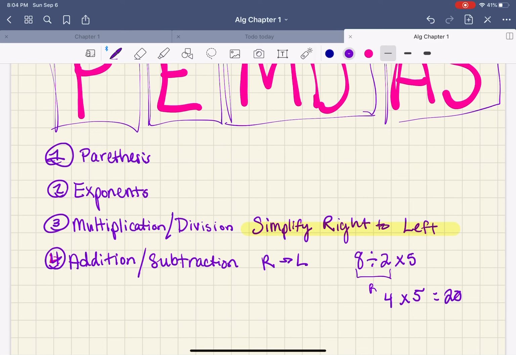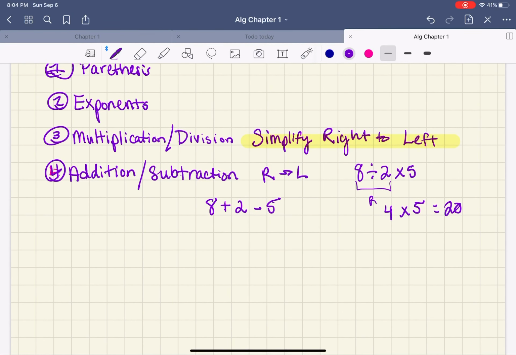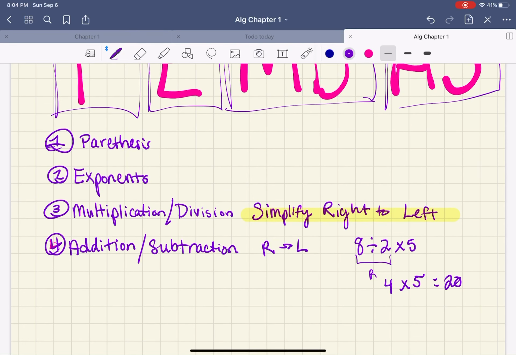So if I had, let's say, 8 plus 2 minus 5. This is something that is not going to look as, I'm going to skip that one actually. Not a good example. Okay. These are your order of operations.